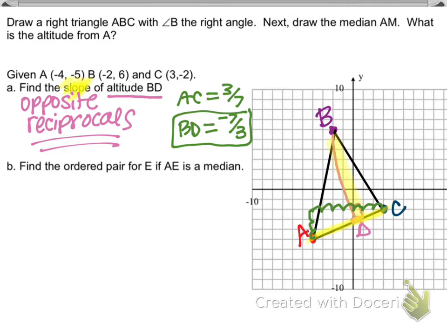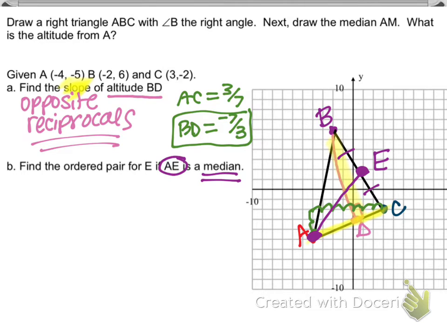Part B says find the ordered pair for E if AE is a median, okay? So median means it's coming from a vertex and it's cutting a side in half. So if it's AE, it needs to be coming from A, from A to the opposite side. So E is going to be somewhere there in the middle, okay? But again, I don't know if I drew that right or not.